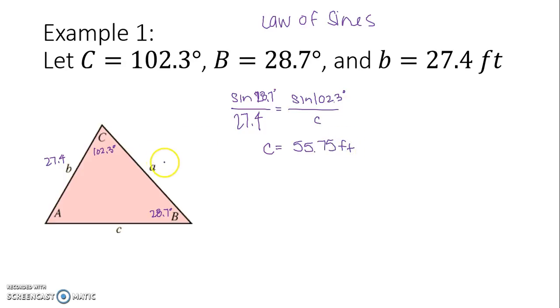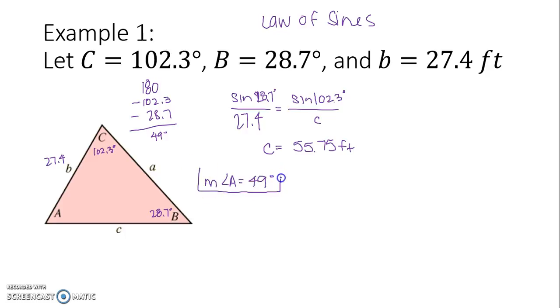I do need to find side A and angle A. Angle A is probably something I could have done at the very beginning. It's the easiest thing to find because I know all of the angles in a triangle add up to 180. So I'm going to take 180 minus my 102.3 and minus my 28.7, and I'm going to get that angle A is 49 degrees. So the measure of angle A is 49 degrees.